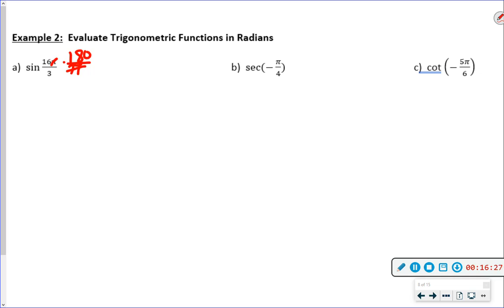Definitely going to need your calculator for this. I can reduce a little bit. 3 goes into 180 60 times, but I can't tell you in my head what 16 times 60 is. Seems large. Punch that in your calculator. What's 16 times 60? Okay, so I don't like 960. Who wants to draw 960? I do not.